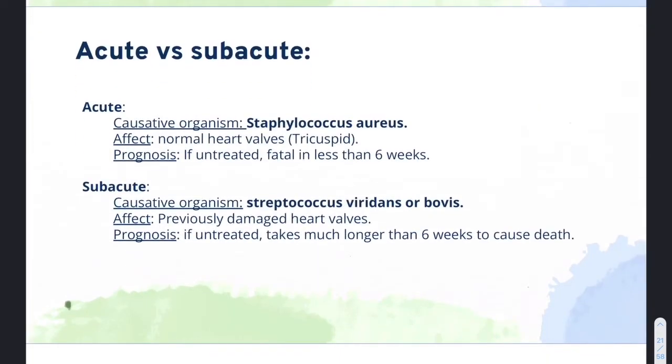Now we compare acute versus subacute. For acute presentation, the most common causative organism is Staph aureus. Keep in mind Staph aureus is an aggressive organism. Because Staph aureus is aggressive, it affects a normal heart valve, usually the tricuspid. Staph aureus is very aggressive. The prognosis of this presentation is that, if untreated, it would be fatal in less than 6 weeks.